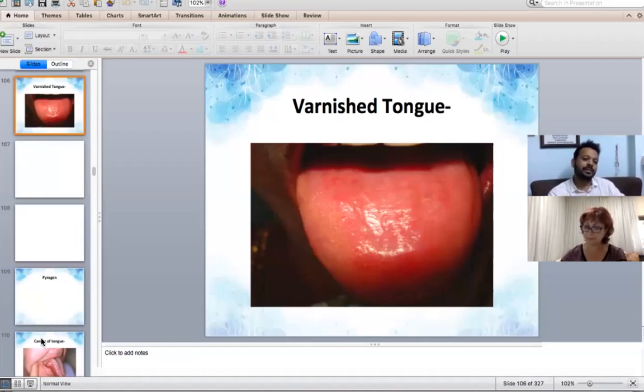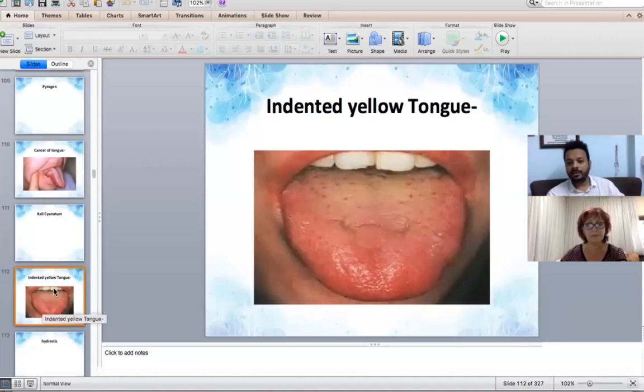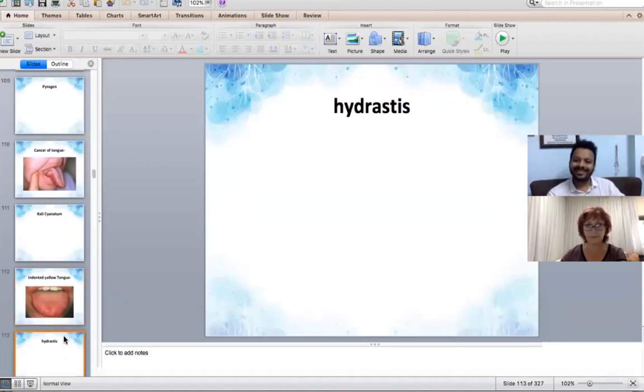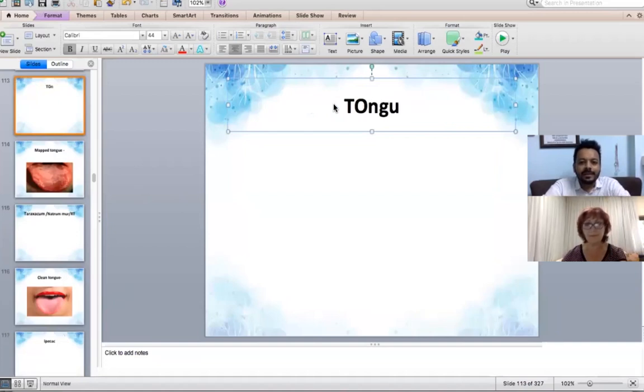These kind of things, you want to give a lot of importance. Indented tongue. The tongue is indented. The teeth is causing indentation. Hydrastis. So in this way, you have to study. There is a very beautiful book called The Tongue That Never Lies.